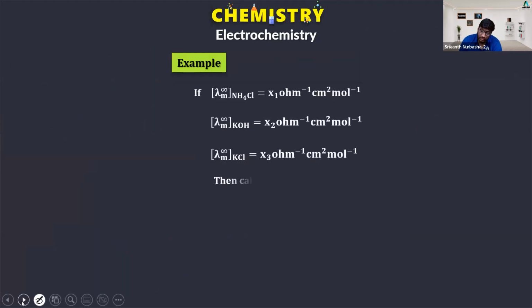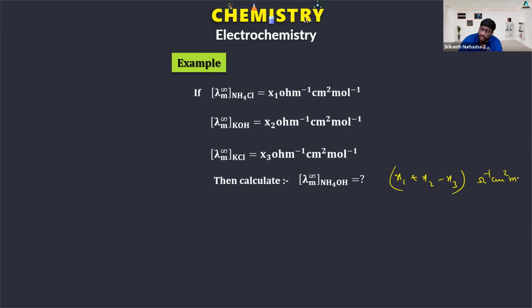The same question, right? NH4Cl, KOH, KCl. This is nothing but X1 plus X2 minus X3. Ohm inverse centimeter square mole inverse.